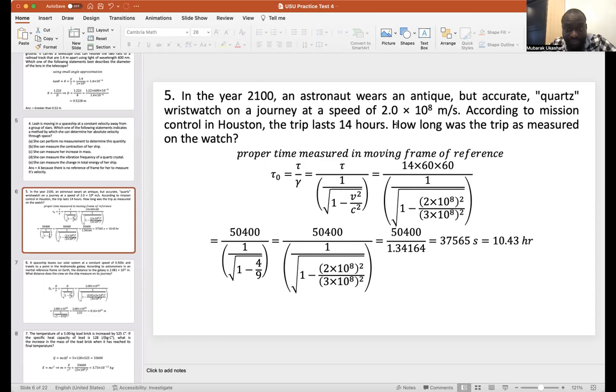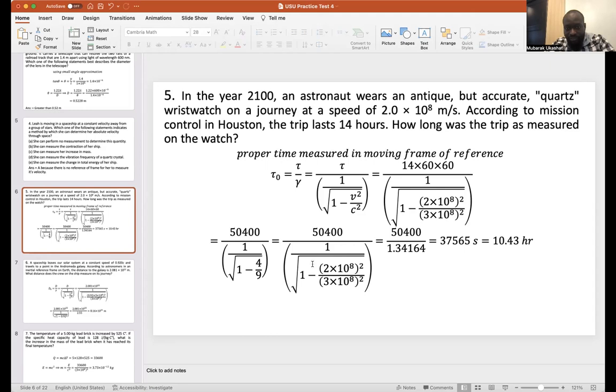So looking at the proper time measured by the watch on the moving frame, it is the measured time divided by gamma. Gamma is the Lorentz factor, if you like, which is 1 over the square root of 1 minus v squared over c squared. The time you're given is 14 hours, converted to seconds by multiplying by 3600, divided by 1 over the square root of 1 minus the speed it's moving squared divided by the speed of light squared.